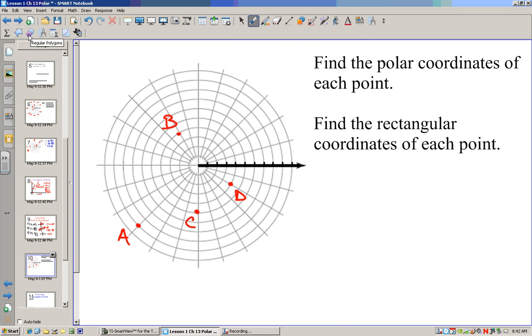Now find each of these points in polar coordinates, and then find the rectangular coordinates for each point. So this point down here, A, is 1, 2, 3, 4, 5, 6, 7, 8, 9. And if this is 180 degrees, this is 210, this is 225.